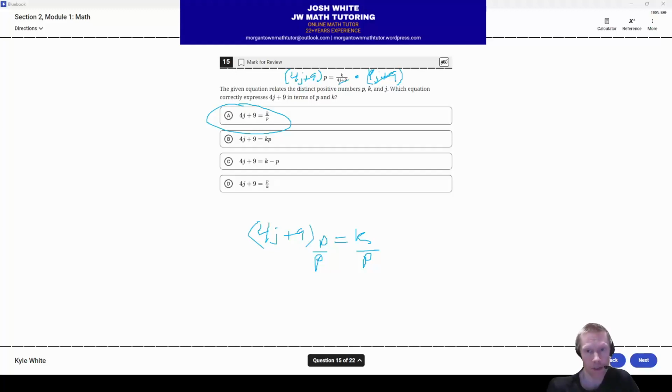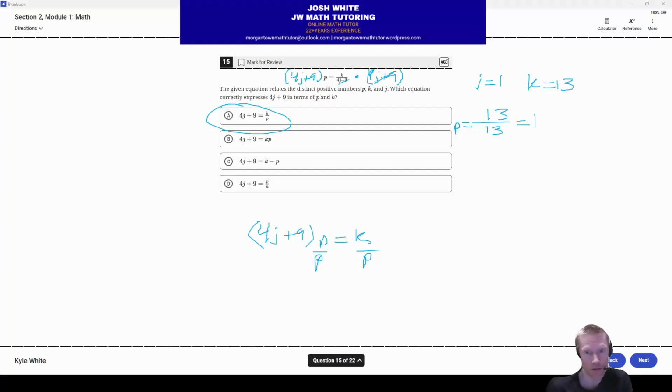Now you could also do this by using the strategy of picking numbers. If you're going to do it that way, I would pick a number for j and a number for k. So first I would just let j equal 1. When you plug that into the denominator, 4 times 1 is 4 plus 9, so you have something over 13. Now I'm going to pick a number for k that makes this into a nice, easy value. So I'm going to let k also equal 13, because 13 over 13, which is what p is equal to, is 1. So now 4j plus 9, 4 times 1 plus 9, 4 plus 9 is 13.